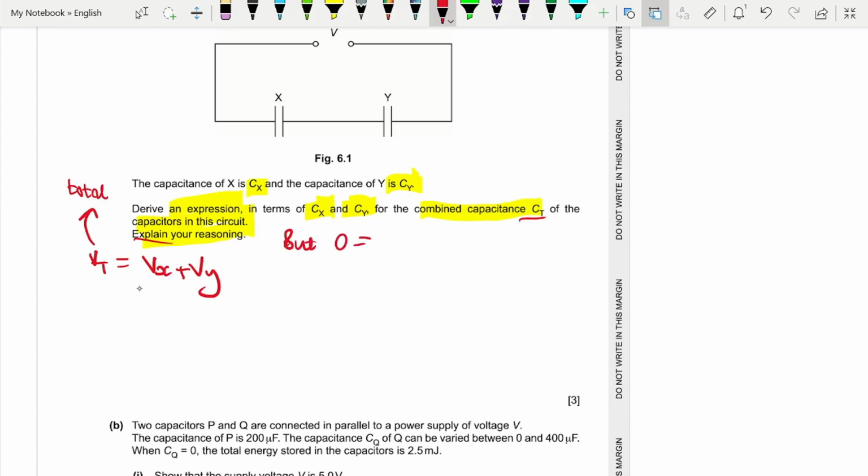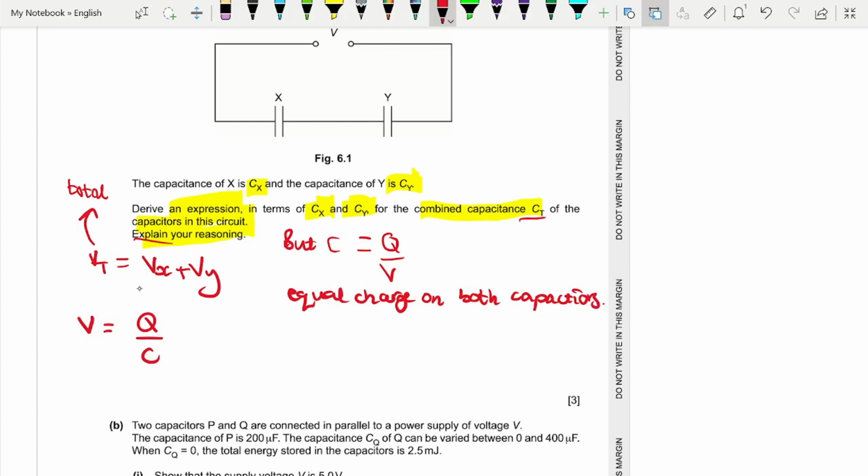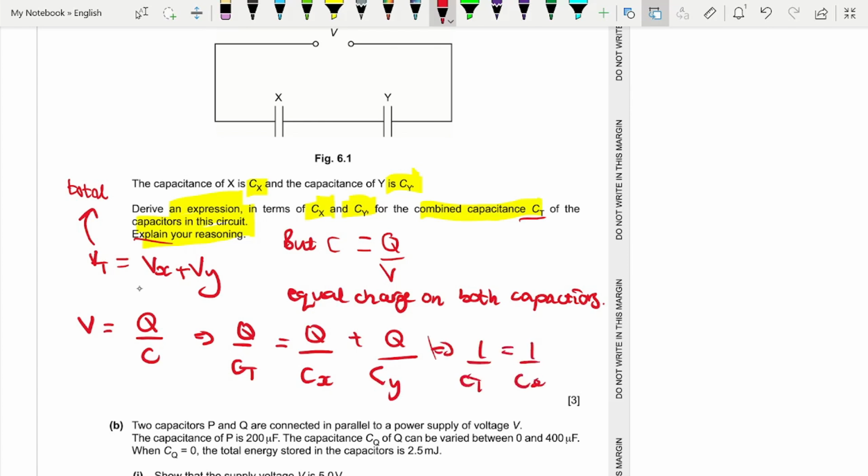C is equal to Q over V. There is equal charge on both capacitors, so V will be equal to Q over C. So on this side, I have Q over Ct is going to be equal to Q over Cx plus Q over Cy. So 1 over Ct is equal to 1 over Cx plus 1 over Cy.